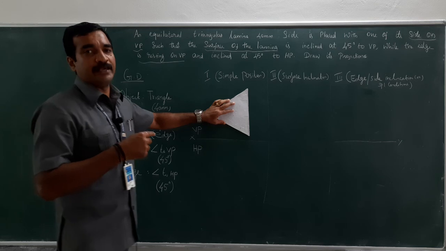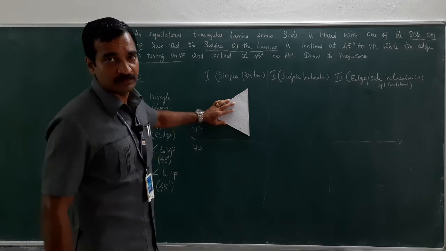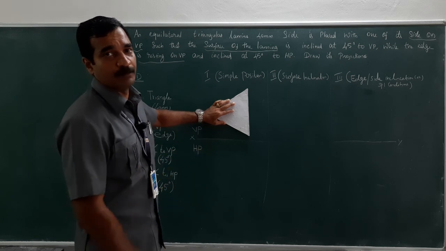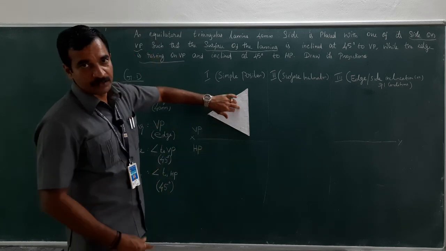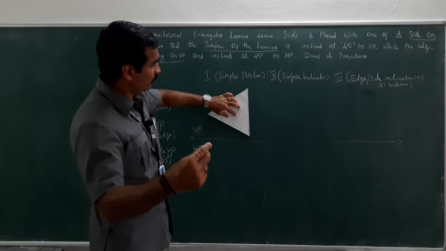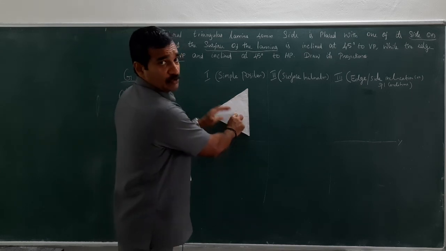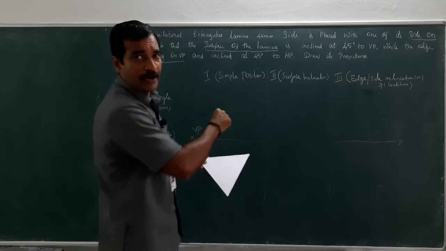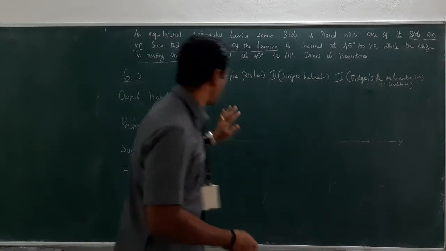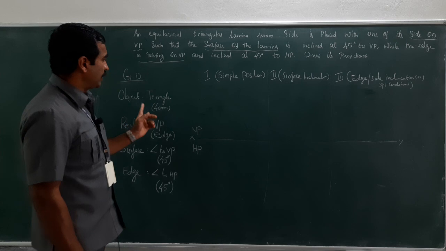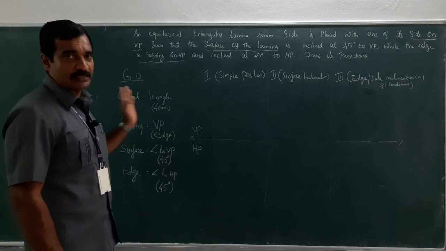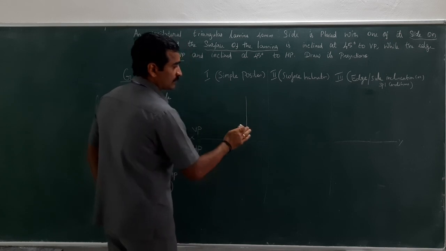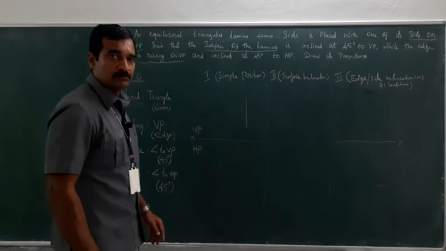Where you will see the true shape of this object, where the object will fall, that means the true shape. Keeping the object here, when you look at it from the front, this image will be captured on VP. Therefore, the true shape should be drawn on VP. So what is the size of the object? It is 40 mm. This is an equilateral triangle.